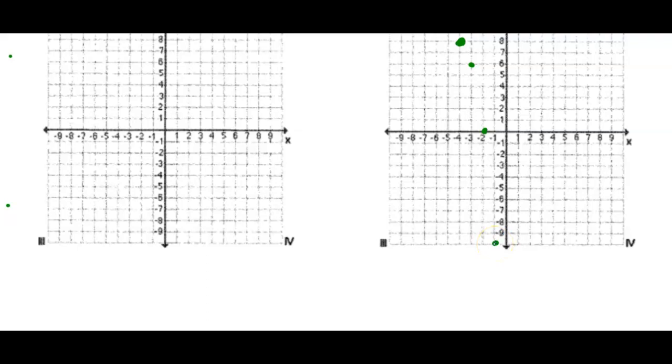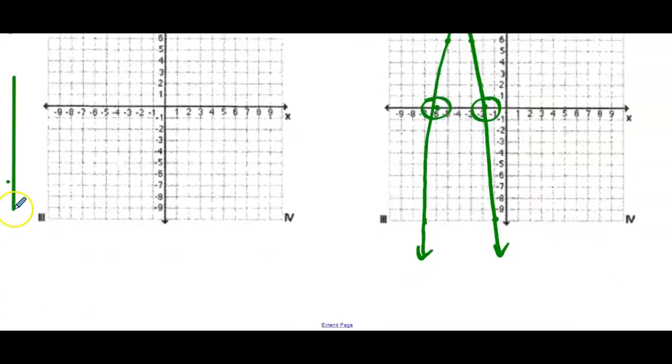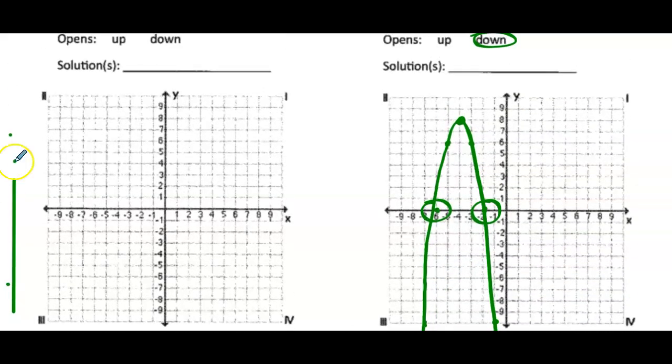All right. From my vertex, I need to now do the other side. Over 1 to the left and down 2. Over 1 to the left and down 6. Over 1 to the left and down 10. And I can connect, and I can figure out my solutions because my vertex is above it, and my line crosses the x-axis in 2 different places. And what are those places? They are x is at -6, 0, and -2, 0.